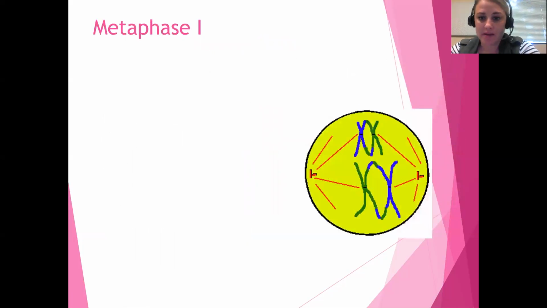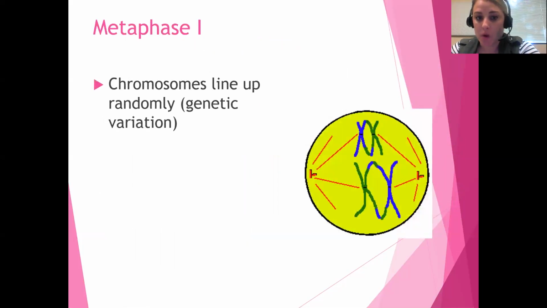Metaphase 1. Okay, so again, the chromosomes are going to line up randomly. Again, this is going to be another source of genetic variation. So we're going to see those tetrads line up in the middle.